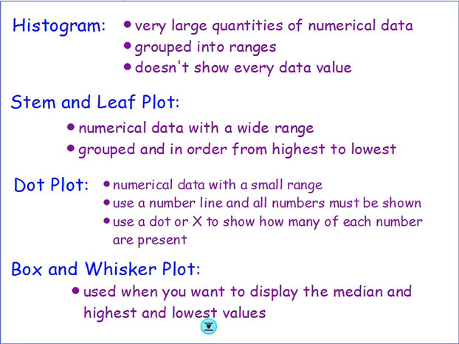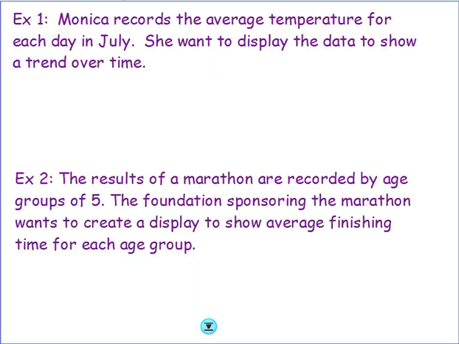So now that we've learned about the 7 different types of graphs, we're going to look at some situations that involve a few important words that kind of tell you what kind of graph to use. So let's look at example 1. Monica records the average temperature for each day in July. She wants to display the data to show a trend over time. So the key word was trend over time. And of course, trend over time, you're talking about a line graph.